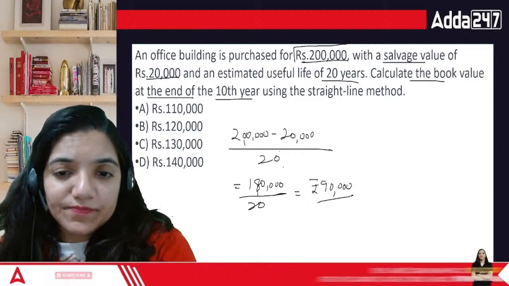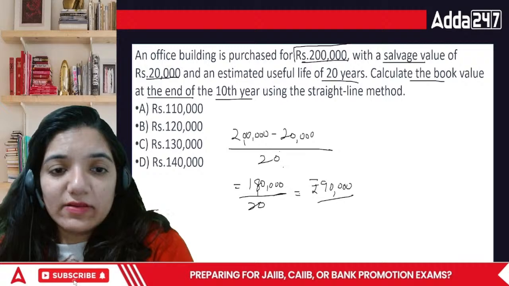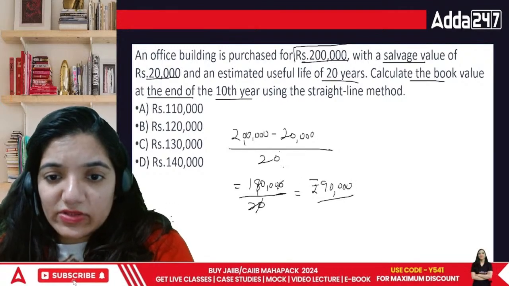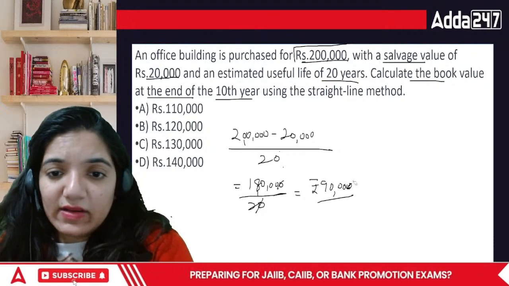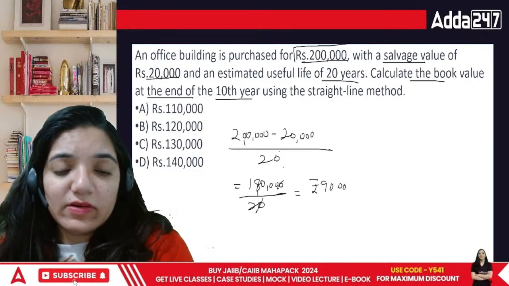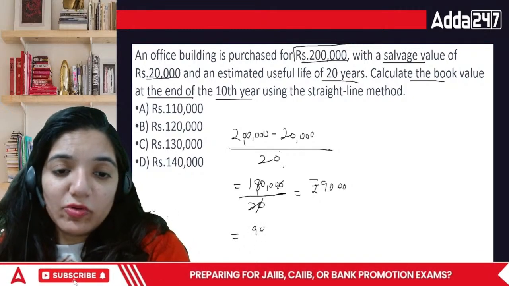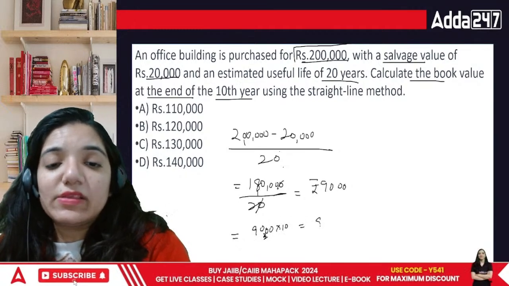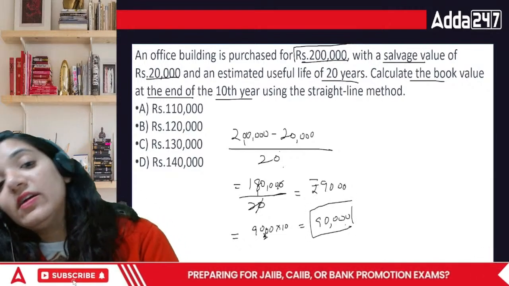By the time we are hitting the portion of 10th year, it is actually 9,000. Yeah. The depreciation is of rupees 9,000. You know, if the depreciation is of rupees 9,000, so by the end of the 10th year, the depreciation till now would be 9,000 multiplied by 10. That means 90,000 is the depreciation that has been charged till the end of 10th year.